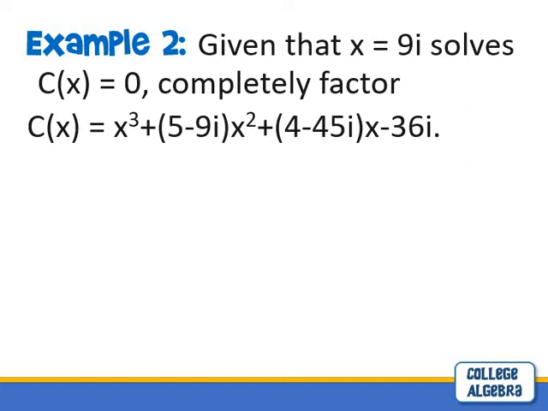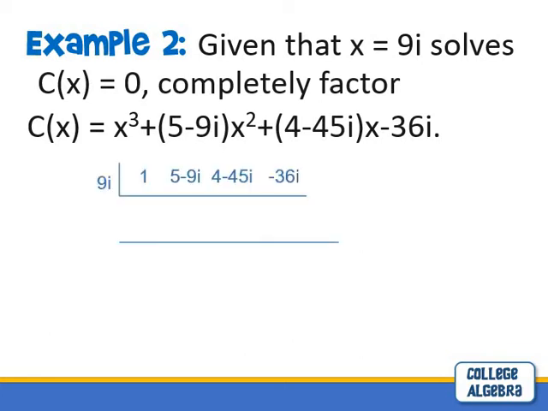So here's a polynomial. We called it c of x because its coefficients are actually complex numbers, or at least, well, they all are since real numbers are complex numbers, but 3 of the coefficients actually have i in them as well. So we're given that x equals 9i solves c of x equals 0. It's one of the zeros or the roots of this polynomial, and we want to completely factor the polynomial.